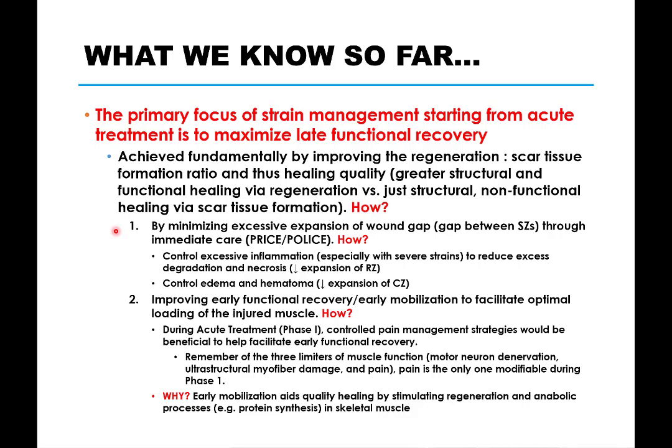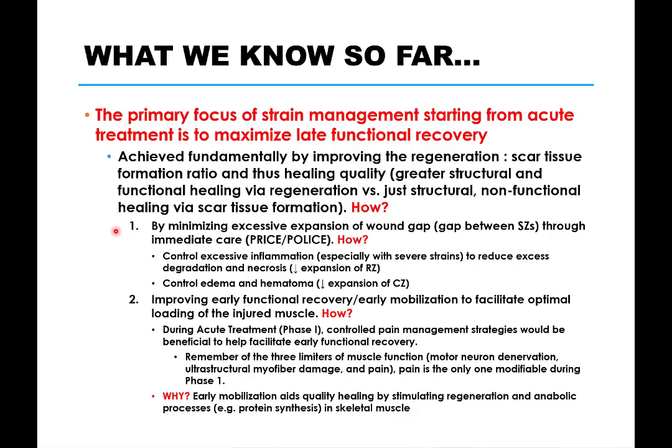To reiterate, the larger the wound gap, the greater need for scar tissue to provide immediate structural support and thus a greater risk for fibrosis. This means a lot more regeneration would need to occur to condense the scar tissue in the middle and to interlace the fiber stumps. We want to implement interventions immediately to minimize excessive expansion of the wound gap in the muscle. This again is the gap between the surviving zone fiber stumps.